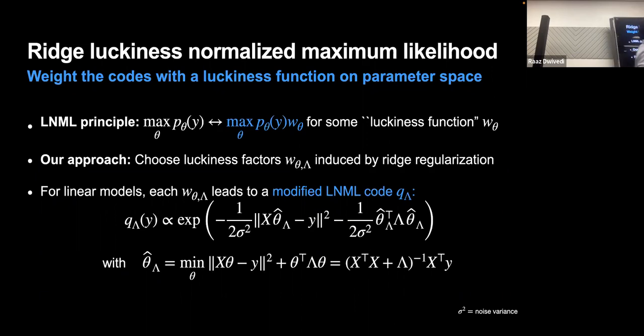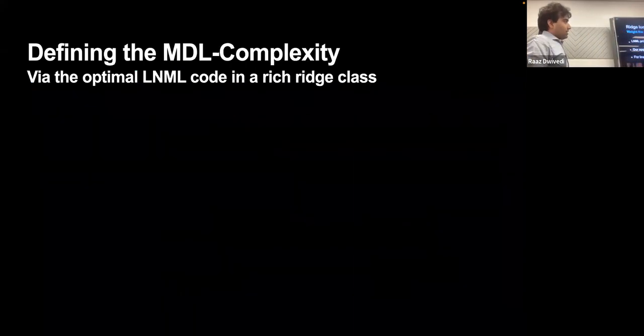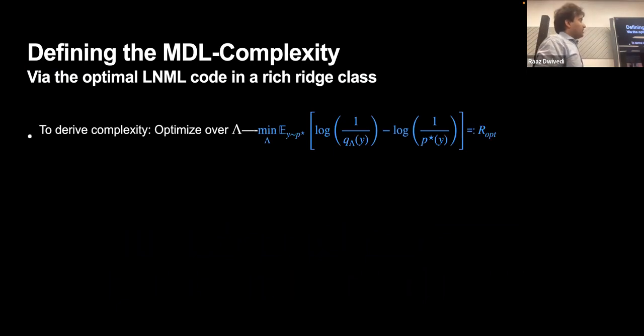So now your code length is proportional to e to the minus the likelihood, max likelihood term plus some regularization term. So that's a very simple modification. And the question is, how do we define complexity using this modified set of codes? The way we define it is, we now have a family of codes, so we'll try to find the best possible code in this family. So that's how we'll define the complexity.